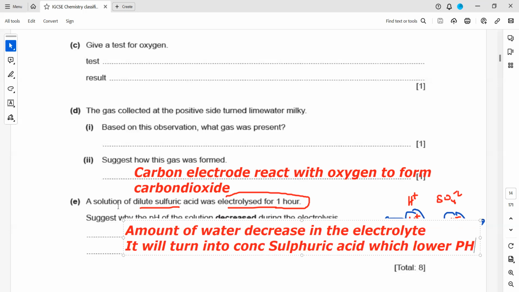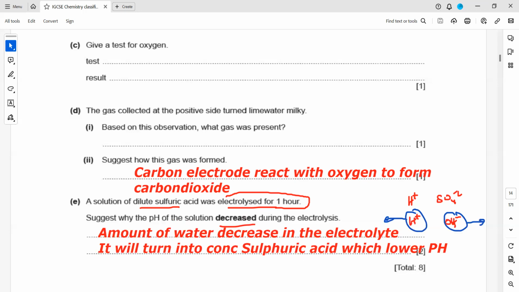So when the solution is concentrated, the acid is more concentrated, it has a much lower pH. So H and OH both are removed from the mixture. So send the picture of this question and the previous one, question 2, which we solved.